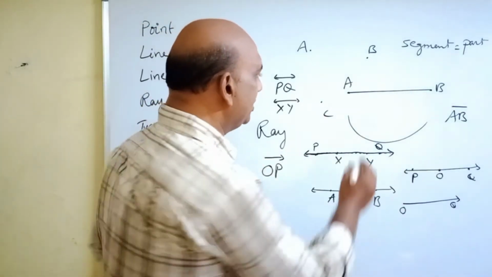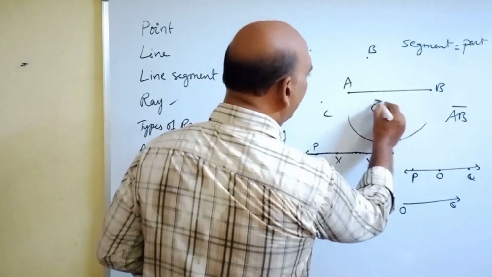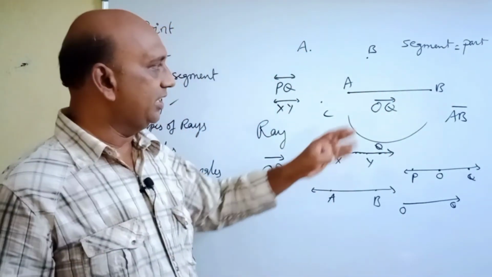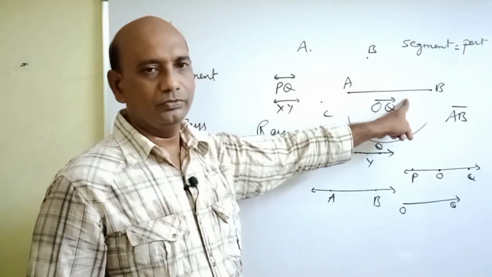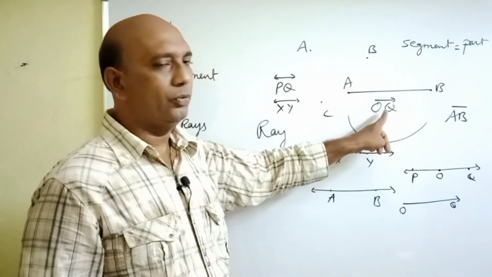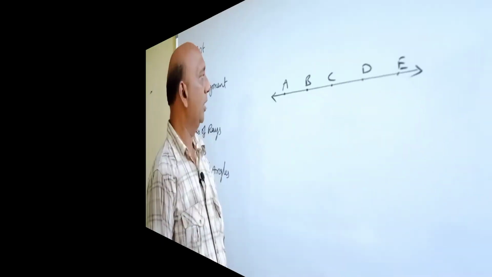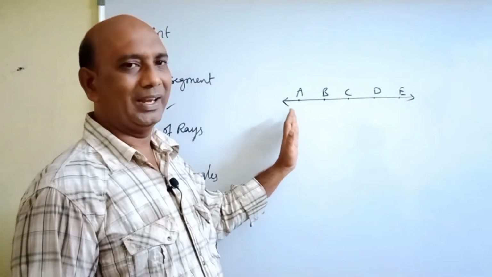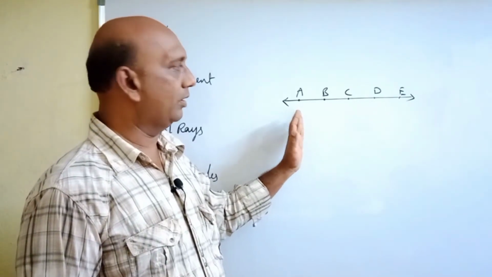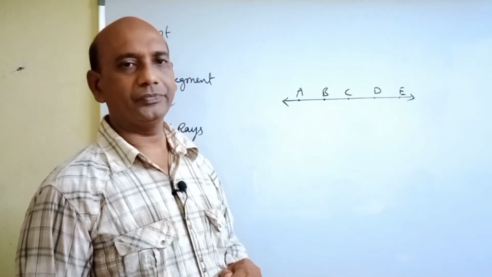This ray OQ is denoted by OQ, ray OQ. It is extending towards Q. That's why this arrow mark is marked towards Q. So this is ray OQ. Okay students, let us write all possible points, lines, line segments and rays from this figure.